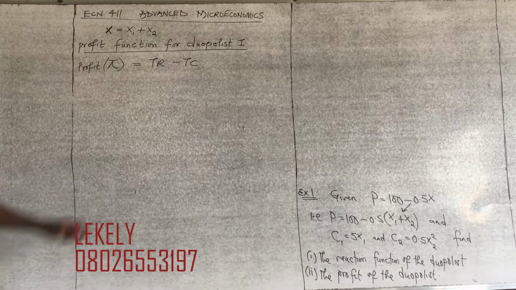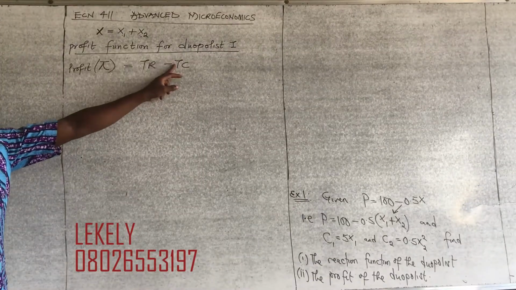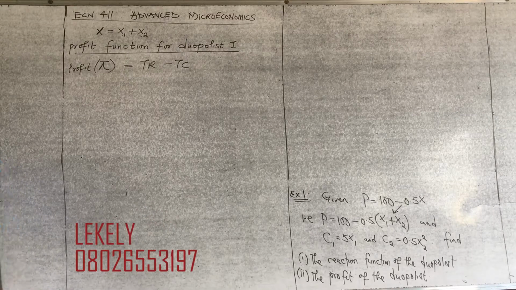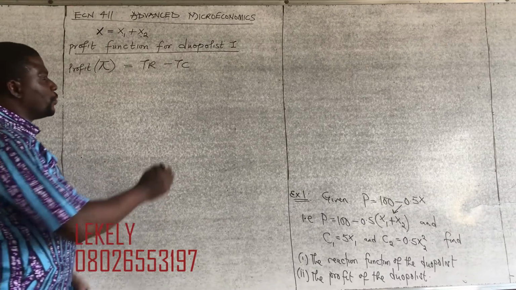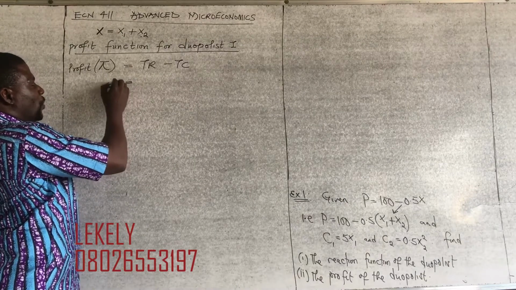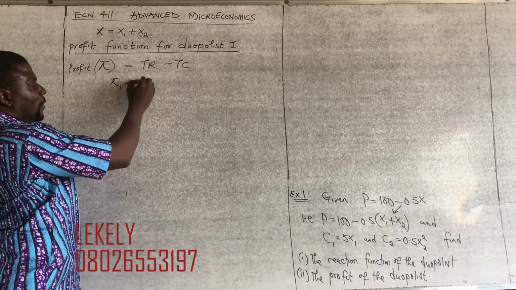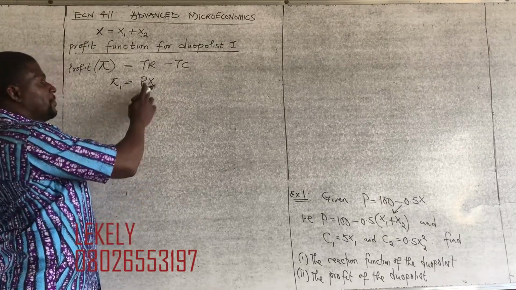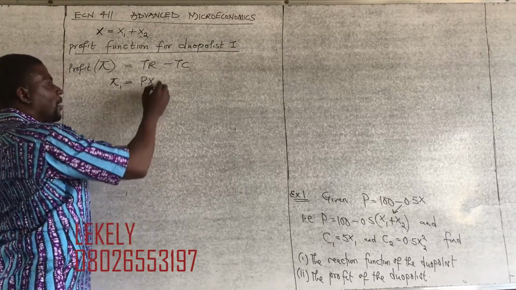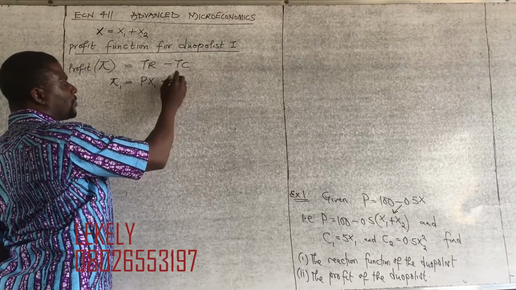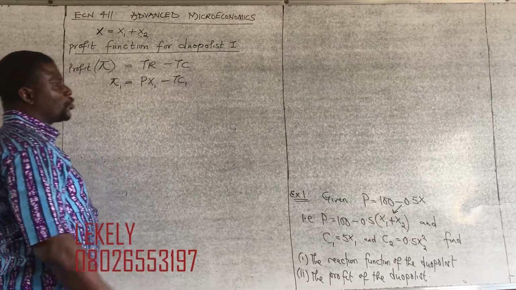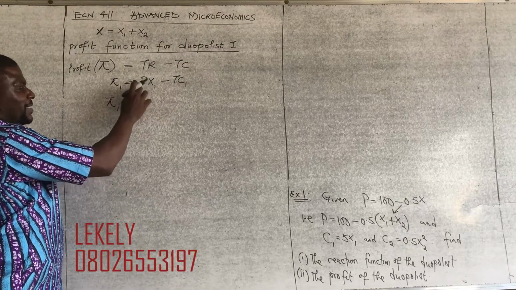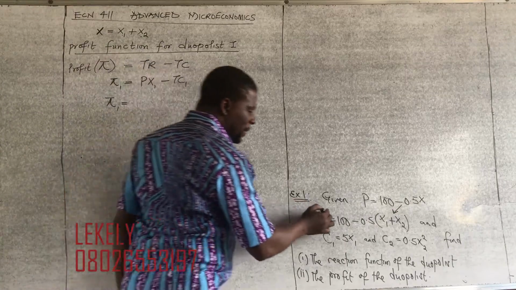Now, profit is total revenue minus total cost. I've explained that with the little illustration I gave you. So don't forget, your total revenue is always price times quantity, and quantity means x1 in this place now, minus total cost. That is total cost 1. So our profit is now price times quantity minus total cost. I know my price. This is my price.